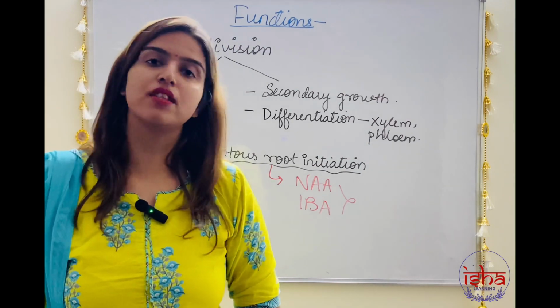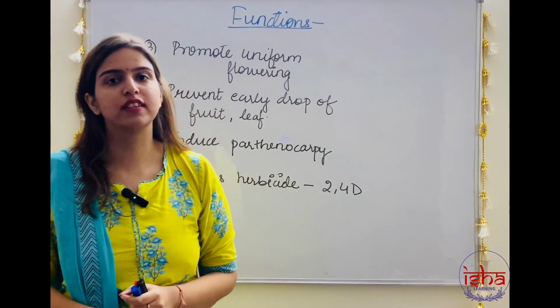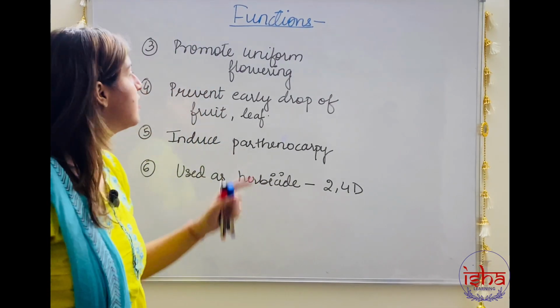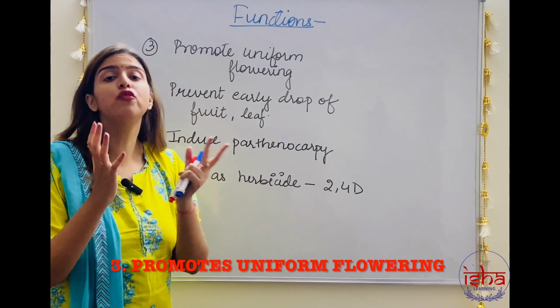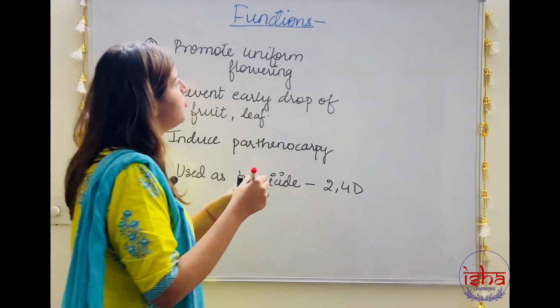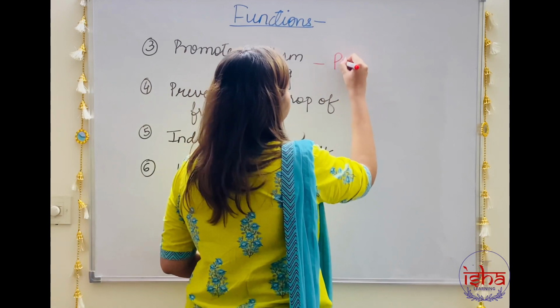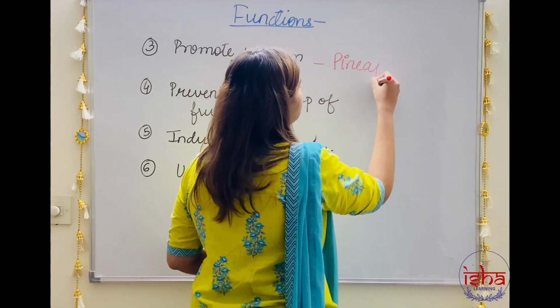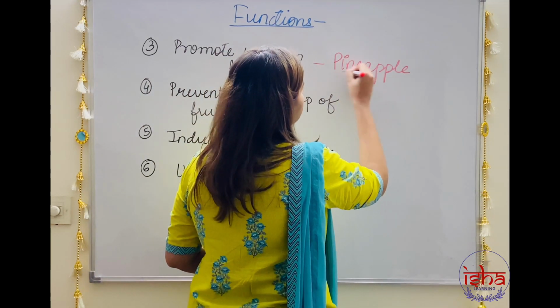Now let's look at the next function. Another function of auxin is that it induces flowering, but in a uniform manner. It is helpful in commercial plants like pineapple, where we want to synchronize the flowering.